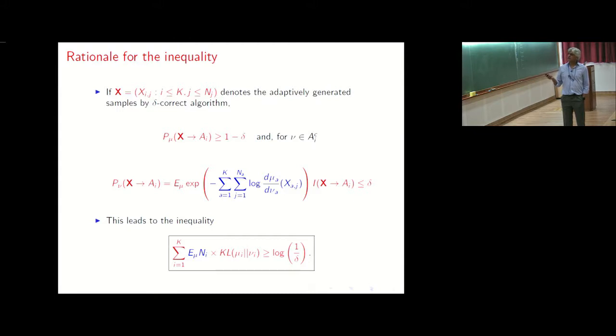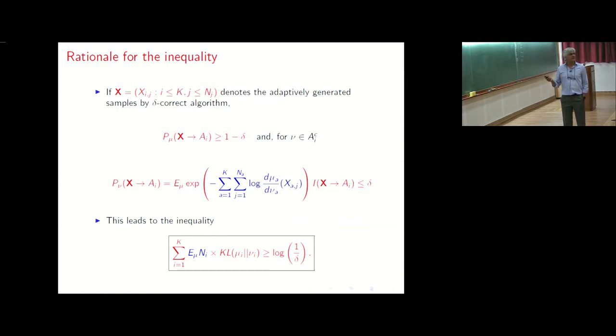And if we look at measure nu, if the data was coming from a measure nu which is in A_i complement, then the algorithm will say that this data belongs to A_i with probability at most delta. And now we can re-express this probability under a change of measure, under measure mu, and this is just the likelihood ratio. I've just exponentiated it, right? And there's an indicator function here.